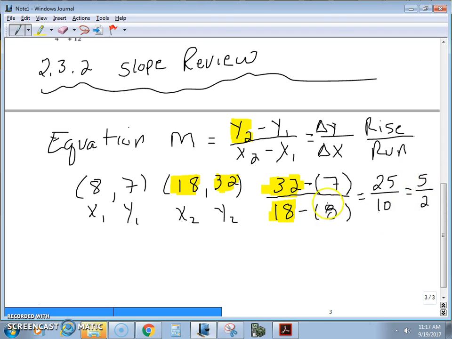So we're going up 5 and over 2. Or you could turn that into a decimal if you wanted to type it into the calculator easier, which 5 divided by 2 is the same as 2.5. So that's how you find your slope if you're given 2 points.